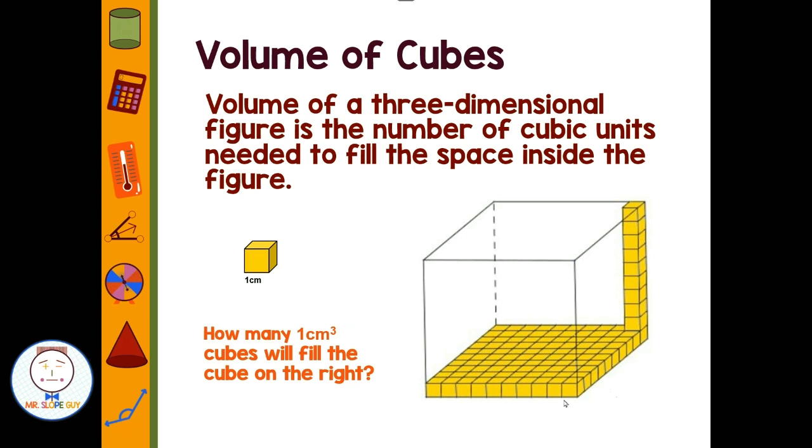Well, it's 10 by 10, which would give us 100 cubes here on the bottom of the base, and it's stacked 10 high. So it would take 10 rows of these 10 by 10. It would be 1,000 centimeters cubed for the volume. And cubes have the same length, width, and height. In this case, 10 by 10 by 10.